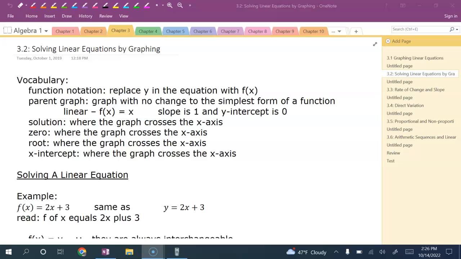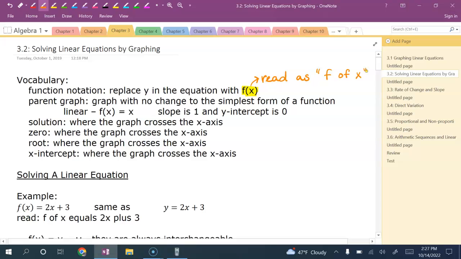What that means is that you're replacing y in the equation with this new expression, and it looks like this, f parentheses x, but this is read as f of x. So when you see that f with the parentheses x, you're going to hear me say f of x. And it's just a way that we talk about graphs or lines or equations that we're working with. We refer to them sometimes as functions. So they mean the same thing.